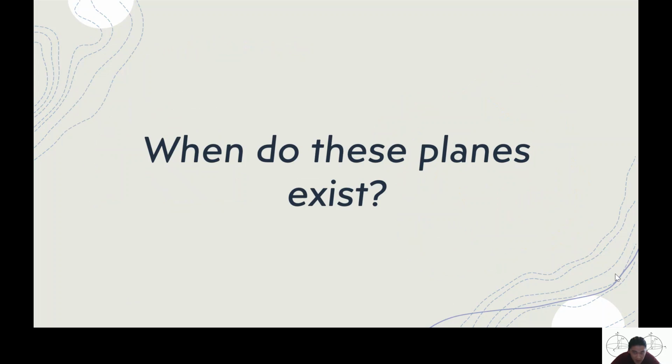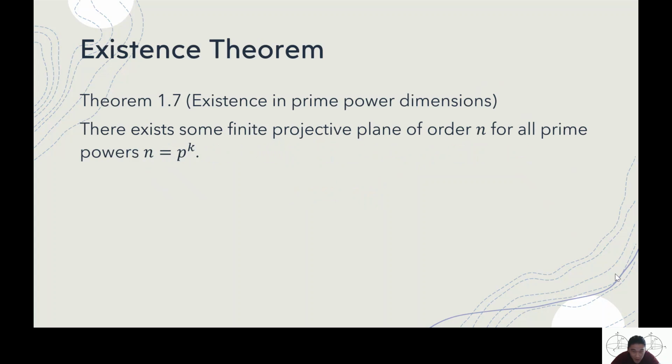So when do these planes exist? Well, besides the case for n equals 6 or 14, we actually don't know when they do or don't. Well, we don't know if they don't exist for particular cases. But at least for some cases, we know that they do exist for some n's. And we have a nice theorem for which specific n's too. And here it is. There exist some finite projective planes of order n for all prime powers n.